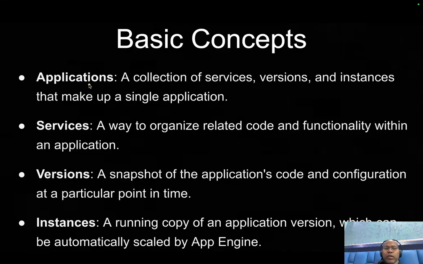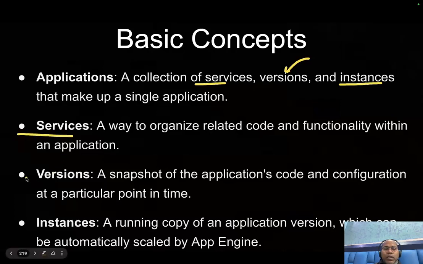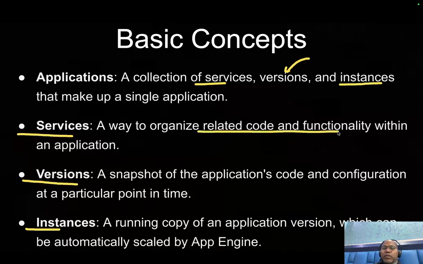So an application is just a collection of services, services can have multiple versions deployed, and these are deployed internally on particular instances. These are the key concepts in App Engine: services, versions, and instances. A service is the way you organize related code or functionality. Generally, in a module with a related use case, you have different services in an application.